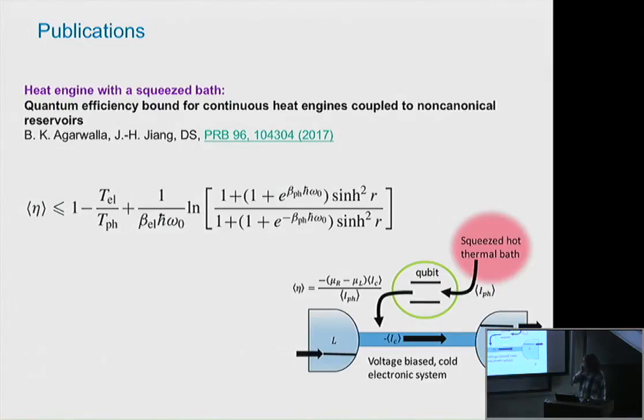I also want to mention that we have had a recent project on squeezed baths. We did not invoke this idea of passivity. It was more traditional. It was about heat engines where we extract energy from a squeezed thermal bath and gain some work, which is used to drive electrons against a chemical potential difference. And we derived a bound for efficiency, which depends on the squeezing parameter.